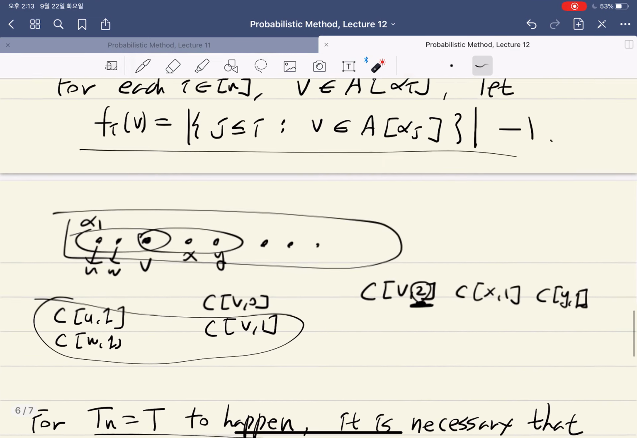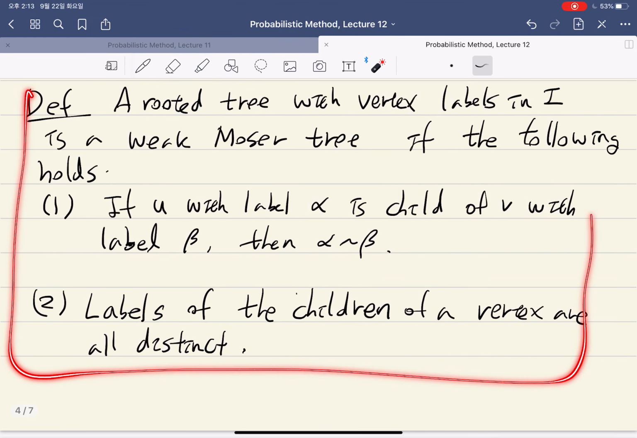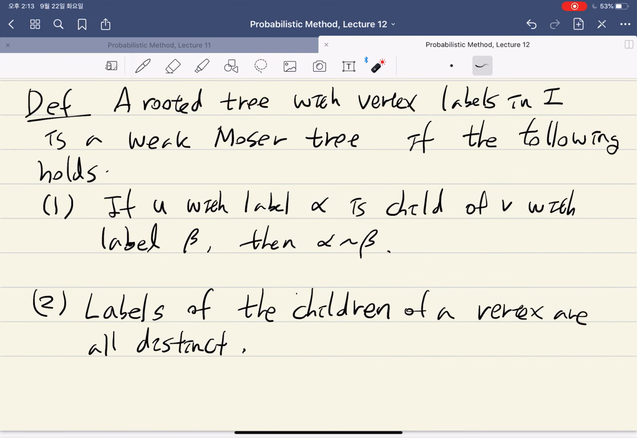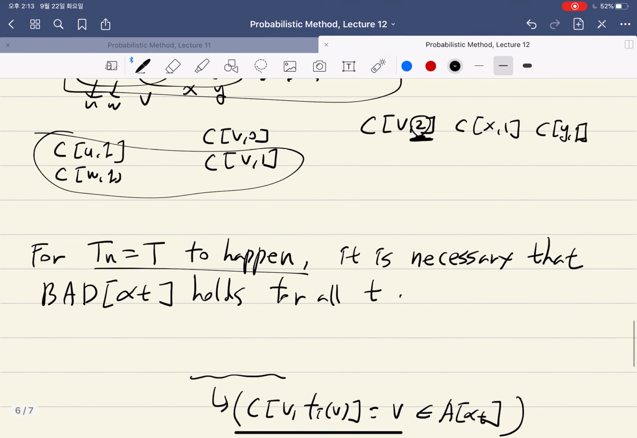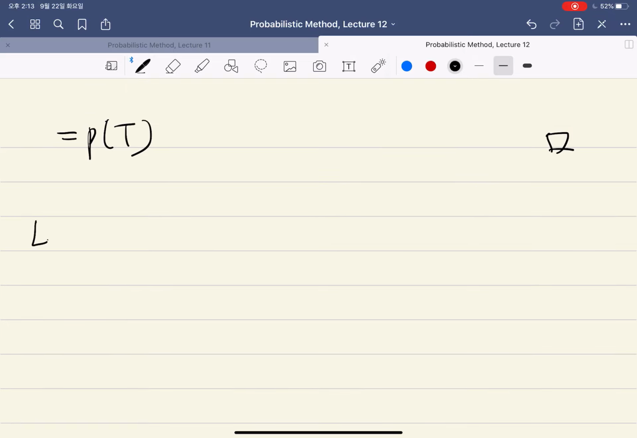And this weak module tree was defined in this way, which kind of gives you a recursive structure. So it's easier to bound the summation of P, which can be proved in this lemma.